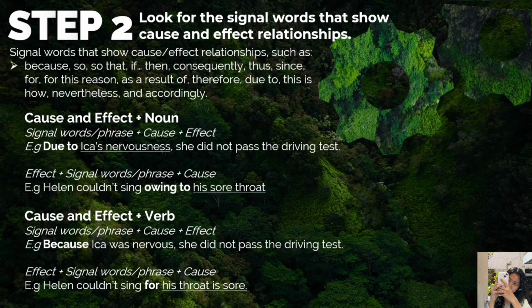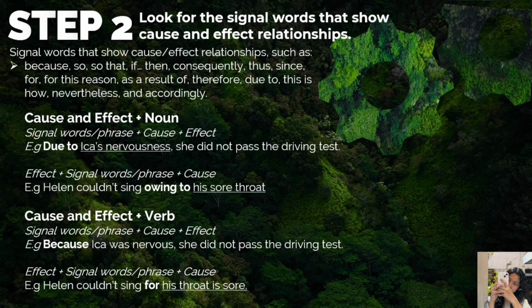In this structure, the cause or the effect or both is presented in a verb form. The first is signal words or phrase plus cause plus effect. For example, because Icha was nervous, she did not pass the driving test. Here, Icha was nervous is a verb phrase referencing the cause, and did not pass the driving test is another verb phrase representing the effect.